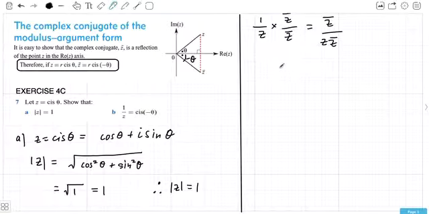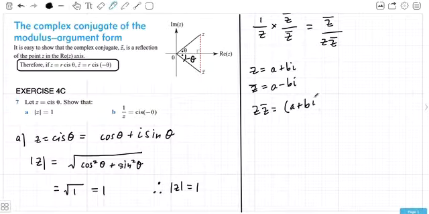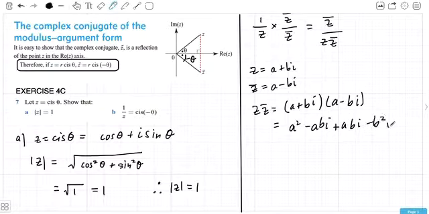Now in one of the earlier examples we actually looked at what happens with z times z bar, and with an explicit example here we'd have a plus bi. The conjugate would be a minus bi. Okay, z times z bar would be a plus bi times a minus bi. And if we expand that out, what you're going to find is you'll have a squared minus abi plus abi, and then minus b squared i squared. They cancel, and you have a squared. This is a negative 1, so this will become a squared plus b squared.